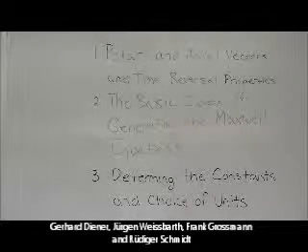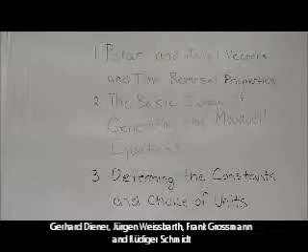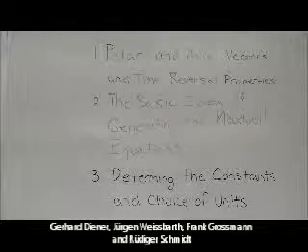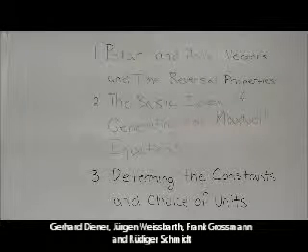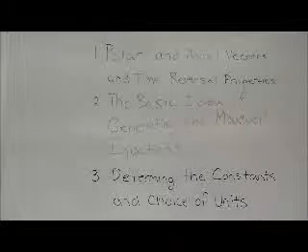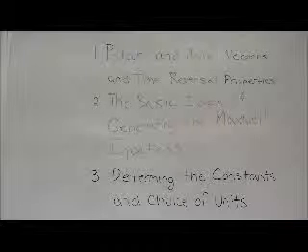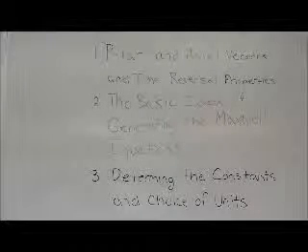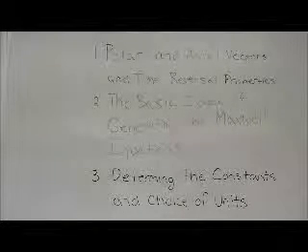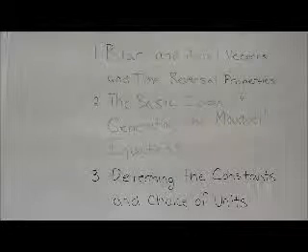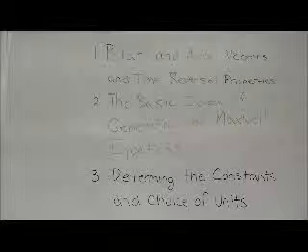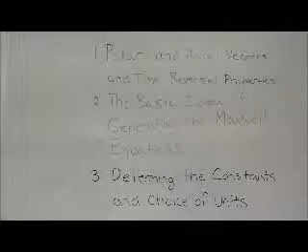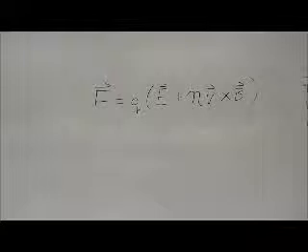They used the experimental facts of charge conservation, electromagnetic waves propagating with the speed of light, and the Galilean invariance of the Lorentz force to finalize Maxwell's equations. They structured their article with the following 3 points: 1, polar and axial vectors and time reversal properties, 2, the basic idea of generating the Maxwell equations, and 3, determining the constants in the choice of units.